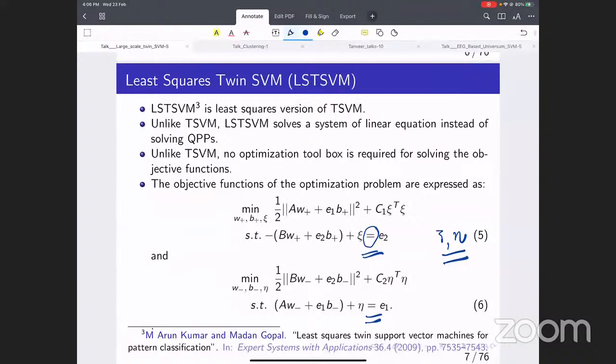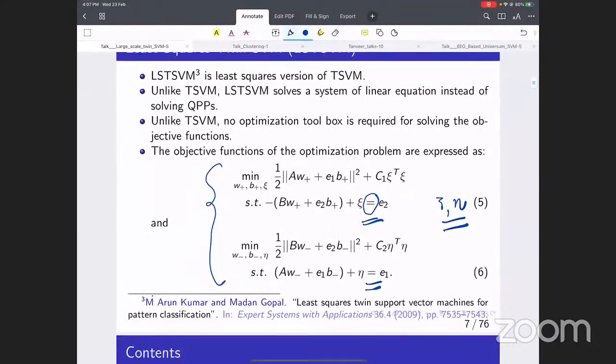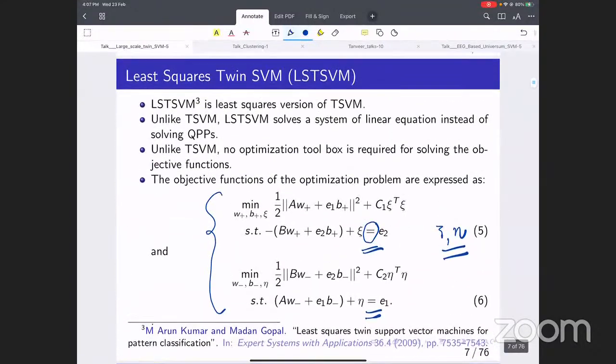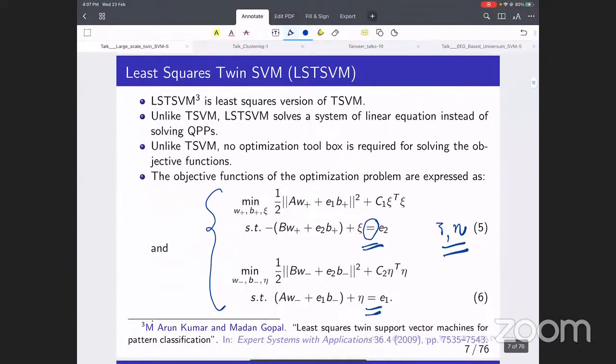Okay, and unlike twin SVM, we are solving here a system of linear equations. It's easy to solve. You just put the value of xi and the value of eta from the constraint into the objective function, and you can directly solve it. No need of any optimization toolbox like QPP and all. Okay.